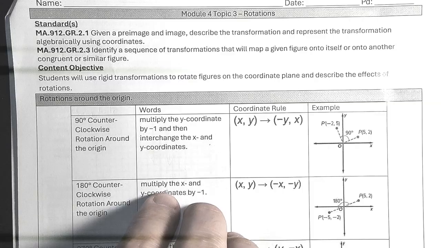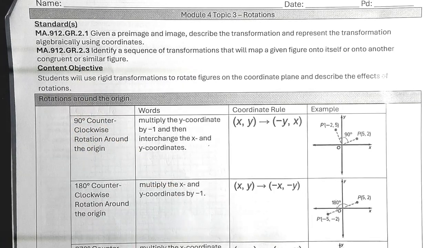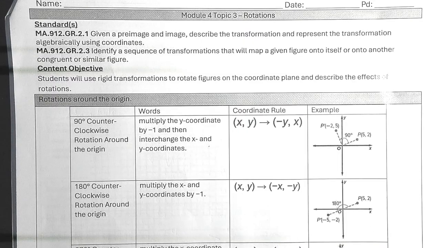So we have our standards, our benchmarks right here. The objective: students are going to use rigid transformations to rotate figures on the coordinate plane and describe the effects of the rotations. We'll touch on this a little bit again. This is going to be broken into two parts, and I'm also going to go a little deeper in another video. So let's get into this.